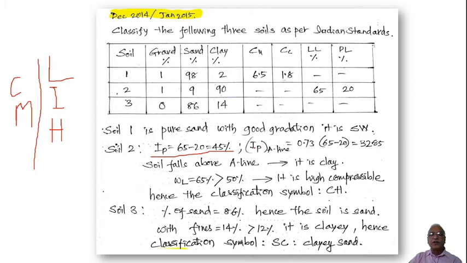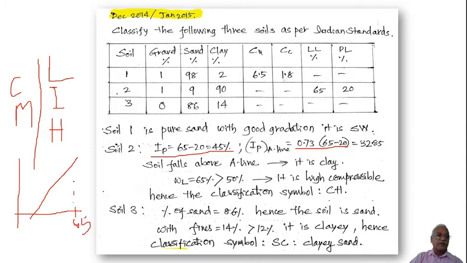Then what I have done is find IP on the A line. If you recall, the A line is like that. The equation of this line is 0.73 (WL minus 20). WL, the liquid limit, is given as 65. On this x-axis we plot the liquid limit, so this is now 65, it is given.